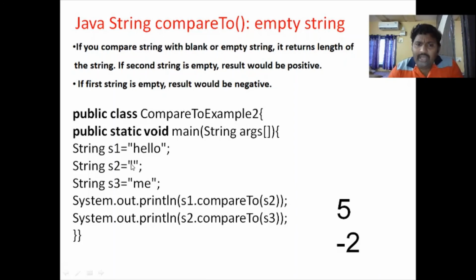Here s2 is the empty string. Whenever you compare one string with the empty string, the compareTo method is going to return the number of characters. How many characters are there? 1, 2, 3, 4, 5. The number of characters is 5, so it's showing 5. Again, see here s2.compareTo(s3) is returning -2. Why? s2 is the empty string and s3 has 2 characters. So I'm comparing the empty string with the other string, that's why it is showing -2. This is how the compareTo method returns. Whenever you compare the empty string with another string, it returns a negative value.